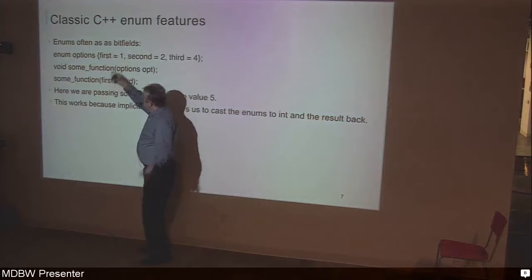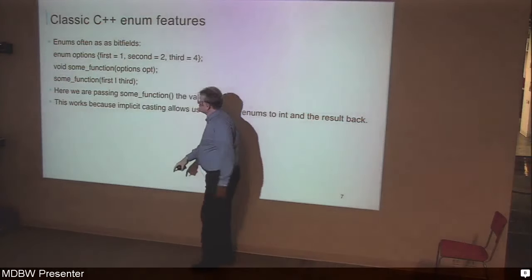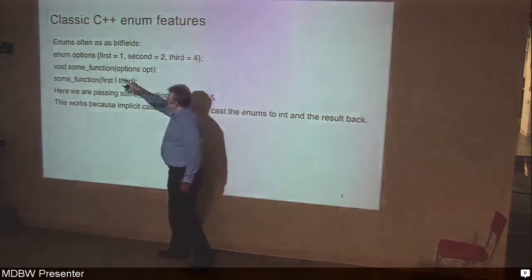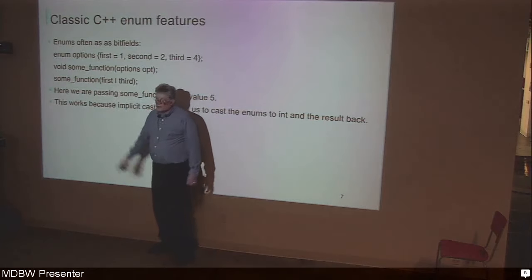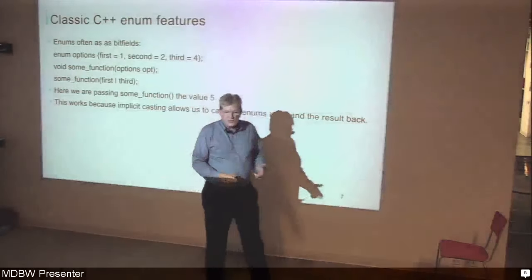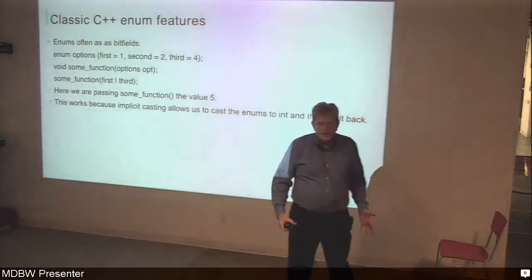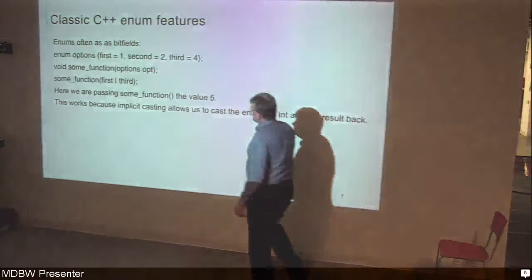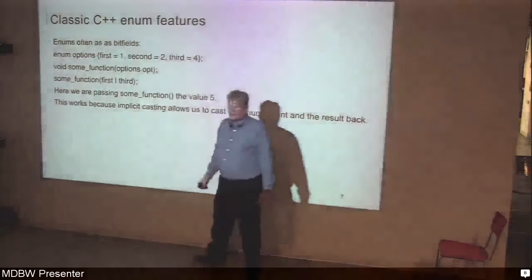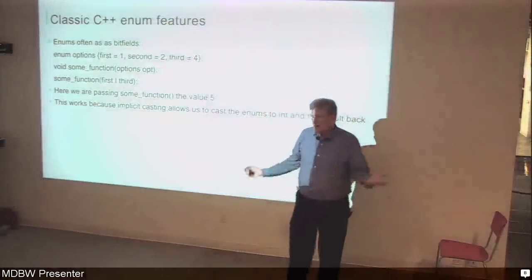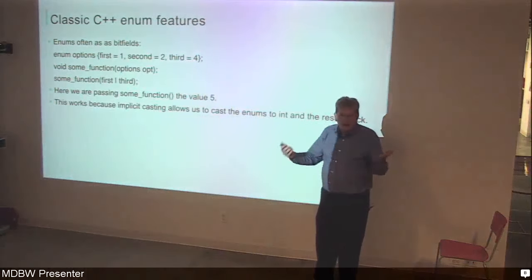So here's my function, and it takes some options. And the options are this enum set. And I'm going to call that, and I'm going to say, I want first or third. And that's not logical OR, that's bitwise OR. And so what that's saying is that I want the first bit set and the third bit set. So what is that value? It's 5, right? 1 and 4.